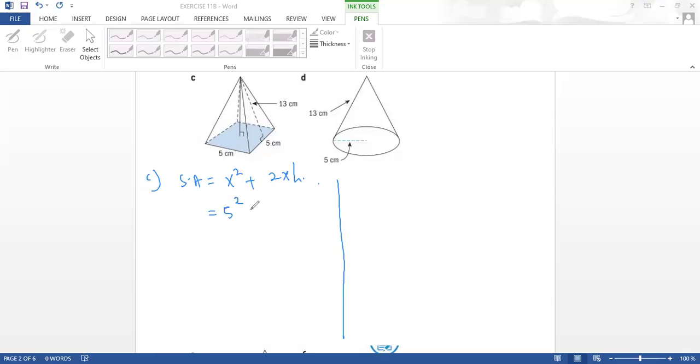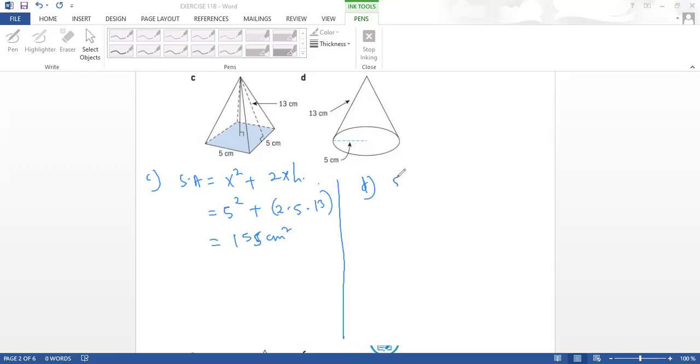So this will be 5 squared plus 2 multiplied by, let me use the dot way of doing product, 2 dot base is 5, and then height is 13. This is 10 times 13, which is 130, and 130 plus 25 gives you 155 square centimeters. 155 square centimeters.